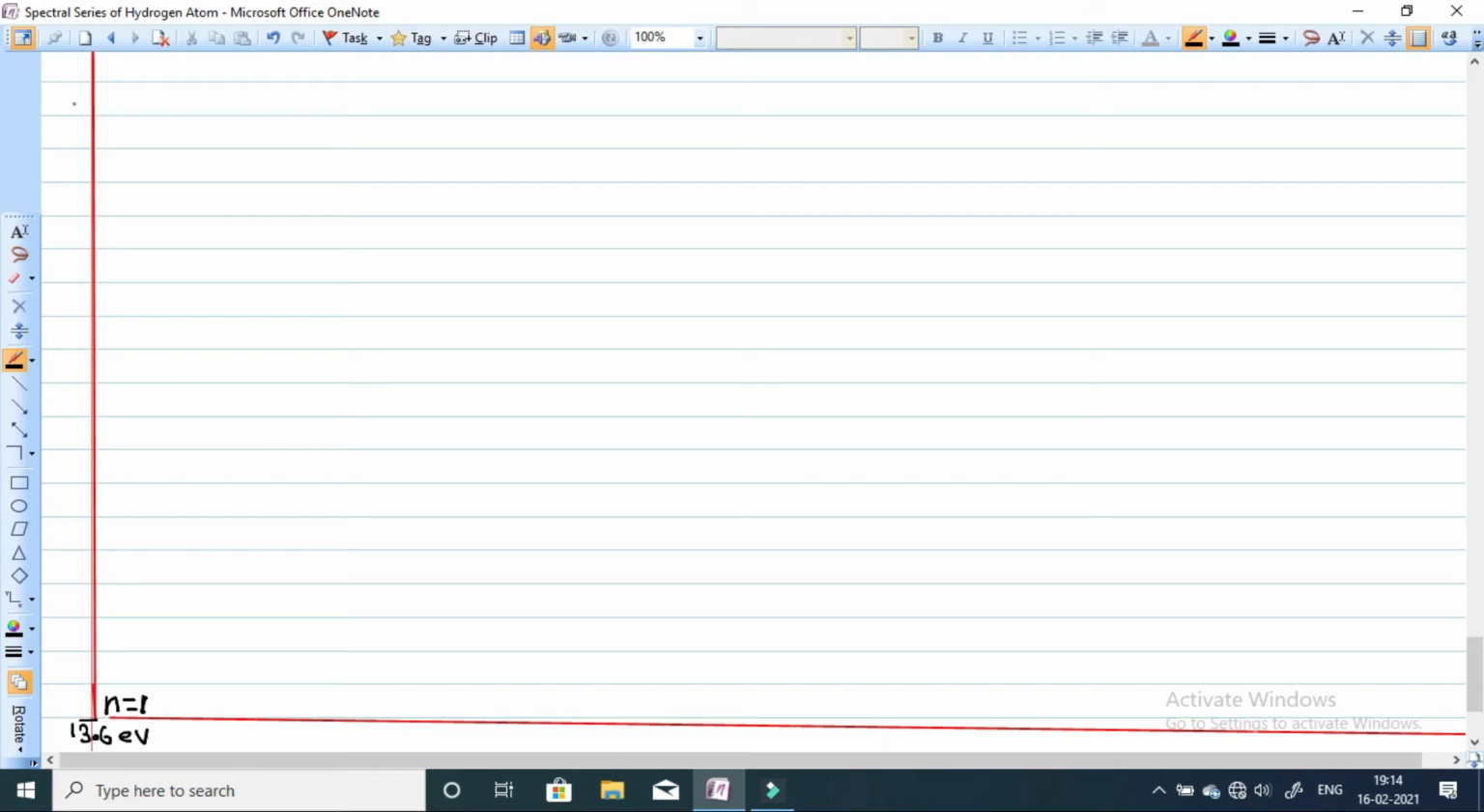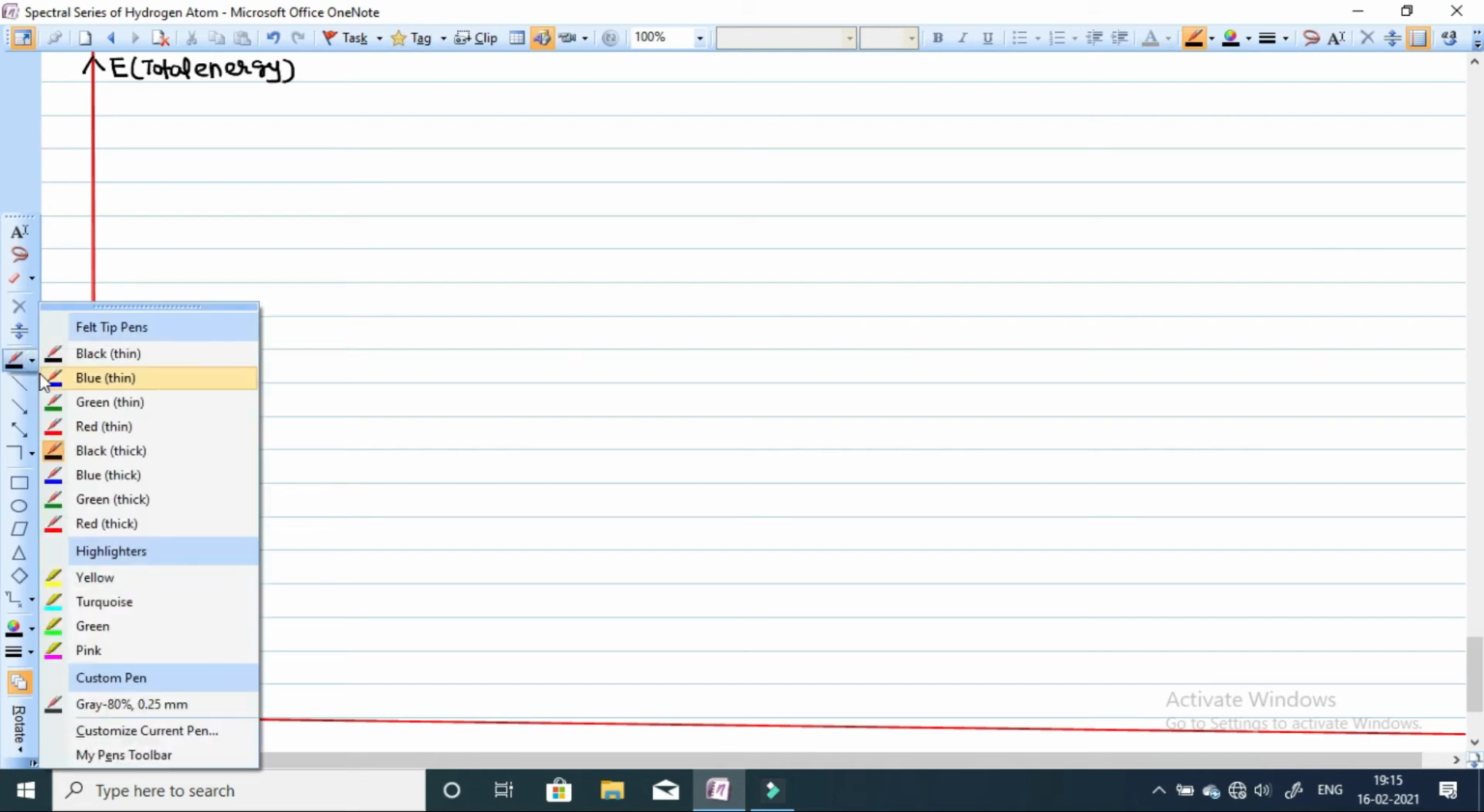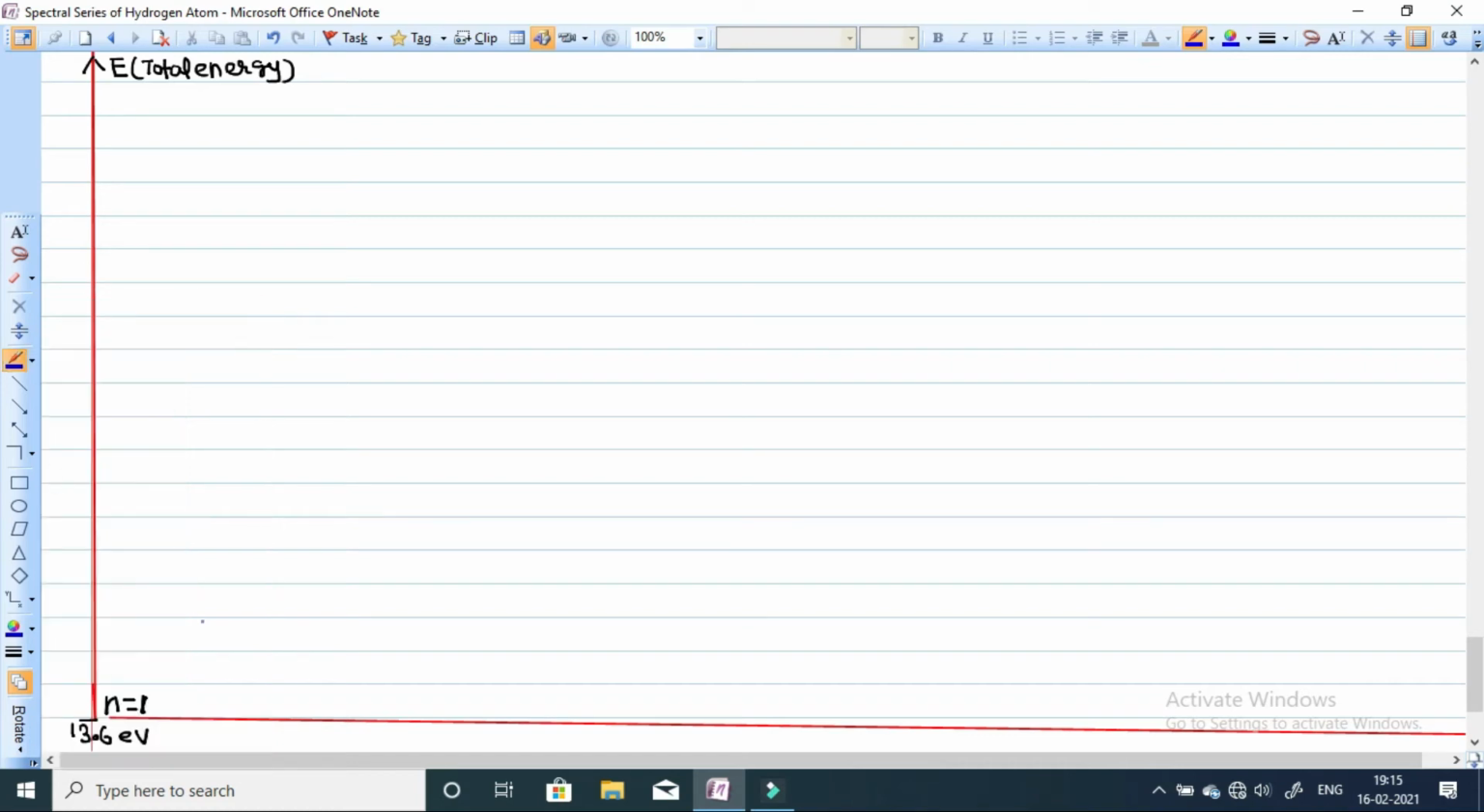Along the y-axis we are taking the total energy of the electron, in electron volt. And next I'm taking n is equal to 2. Let me choose the blue line. This is your n is equal to 2.